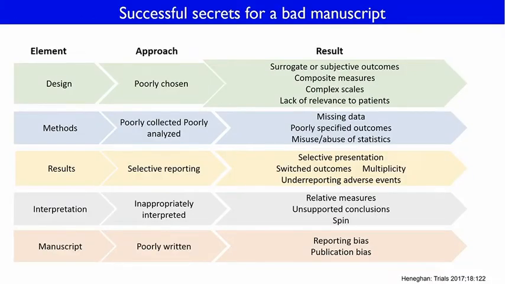So here are the secrets to writing a bad manuscript. Bad design, bad methods, selective reporting. We told you all the data we gathered, but we're only going to show you the stuff that we want to show you. Inappropriately interpreted data and a poorly written manuscript. If you do all these things, you're going to get rejected.